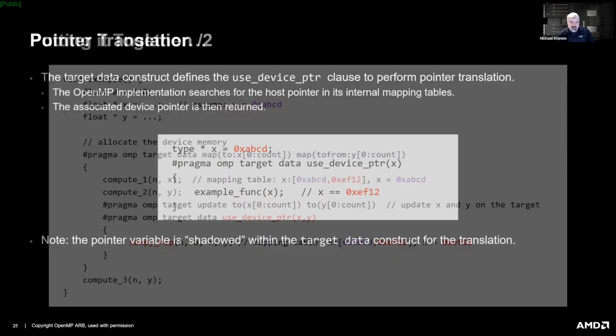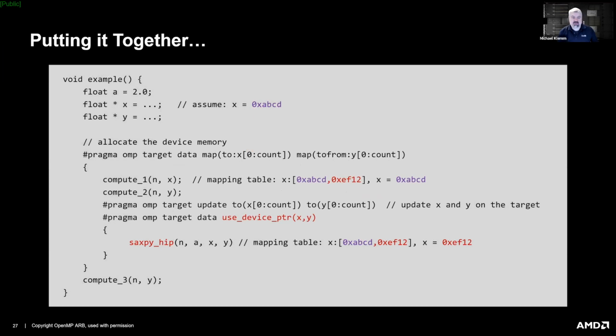All right, let's put this together. So my thing becomes slightly more complicated. I'm creating the target data here, and I'm showing the mapping table for X in this case. Outside here, X has the value ABCD. When we run compute 1 and compute 2 on the host, it still has X as ABCD. But since we now did the target data map here, OpenMP now has this internal mapping table, which contains the information that X has as a host version ABCD, and the device version of X is EF12.